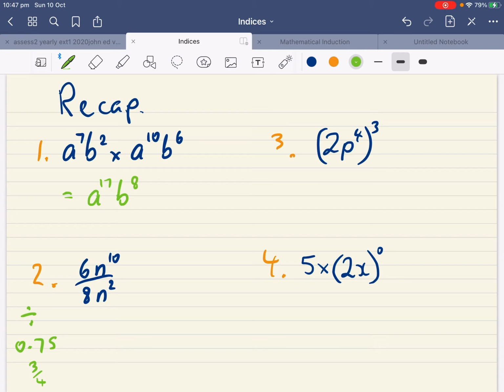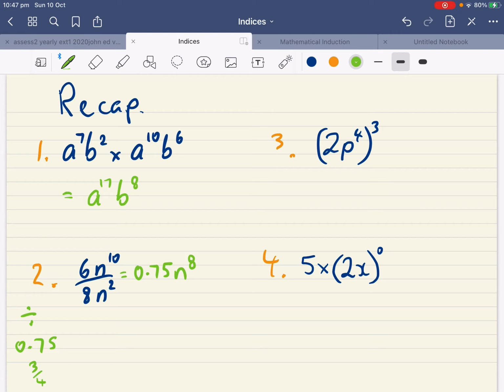You actually have a choice. You could write it either way. For those that prefer the decimals, 6 divided by 8 is 0.75. So we just divide the normal numbers like normal. When you get to the n's, they have powers above them, and this is where we use index law number 2. When dividing, keep the base the same, but instead of adding the powers, now you minus them. So when dividing, the powers minus.